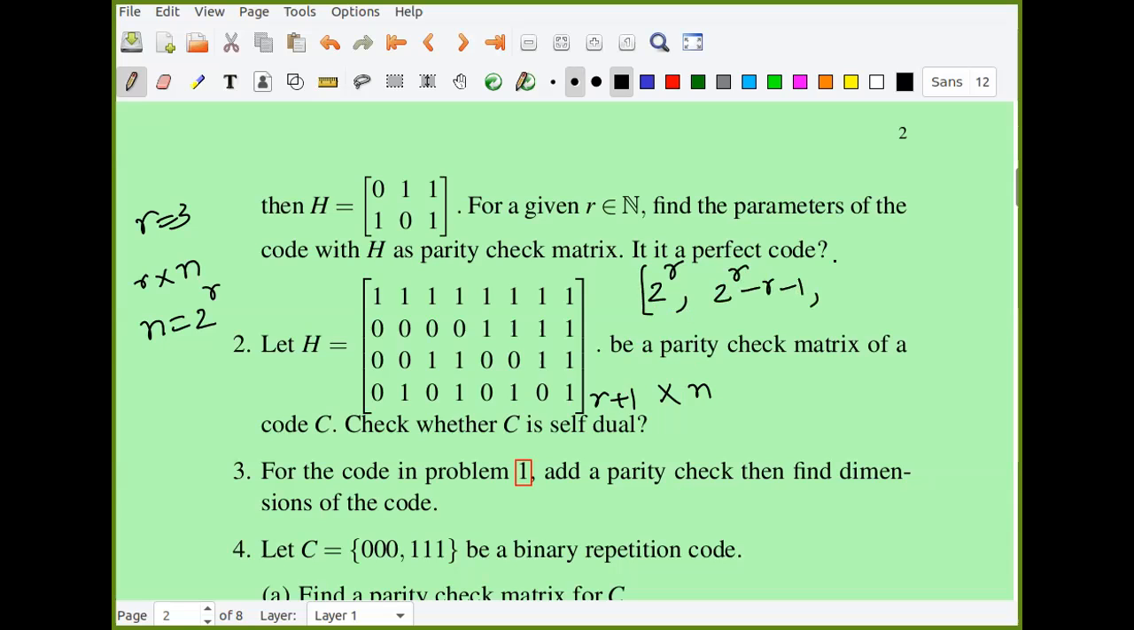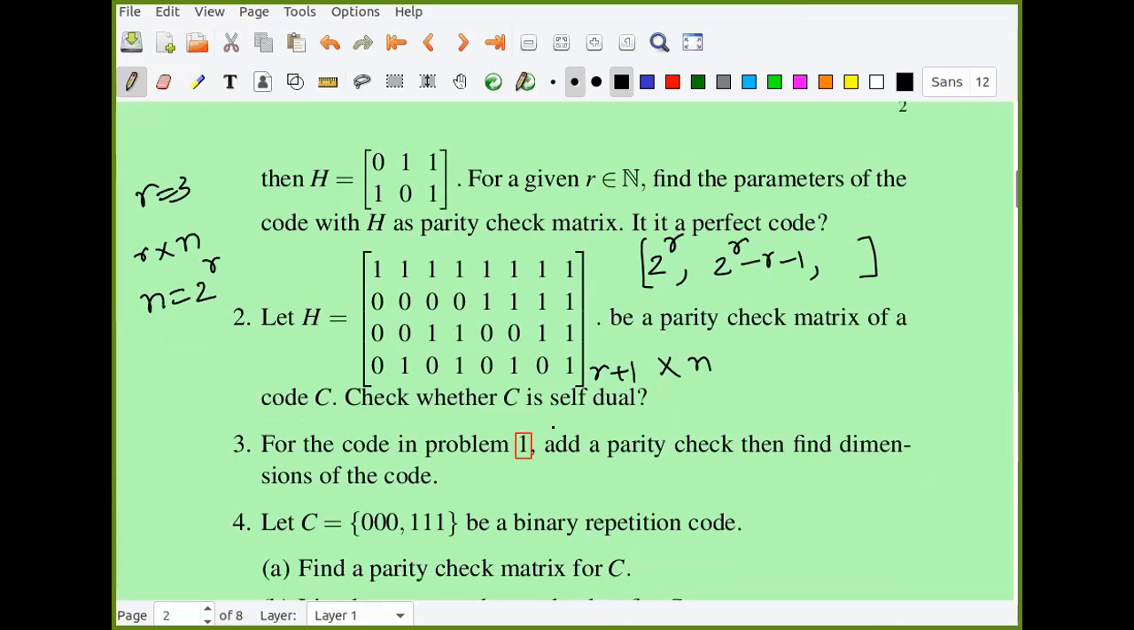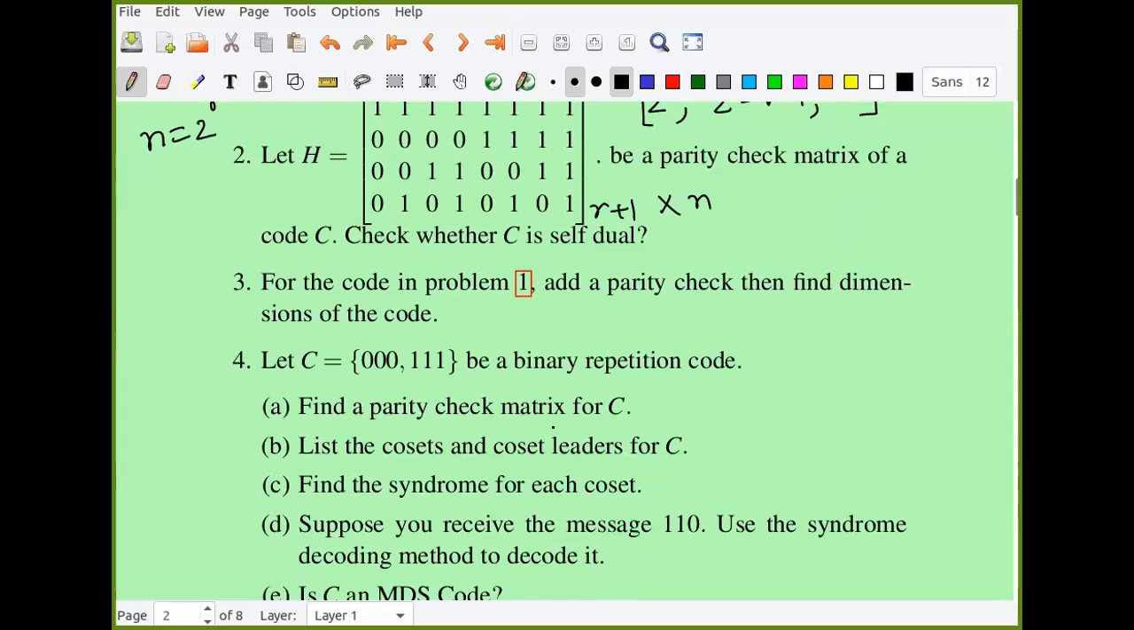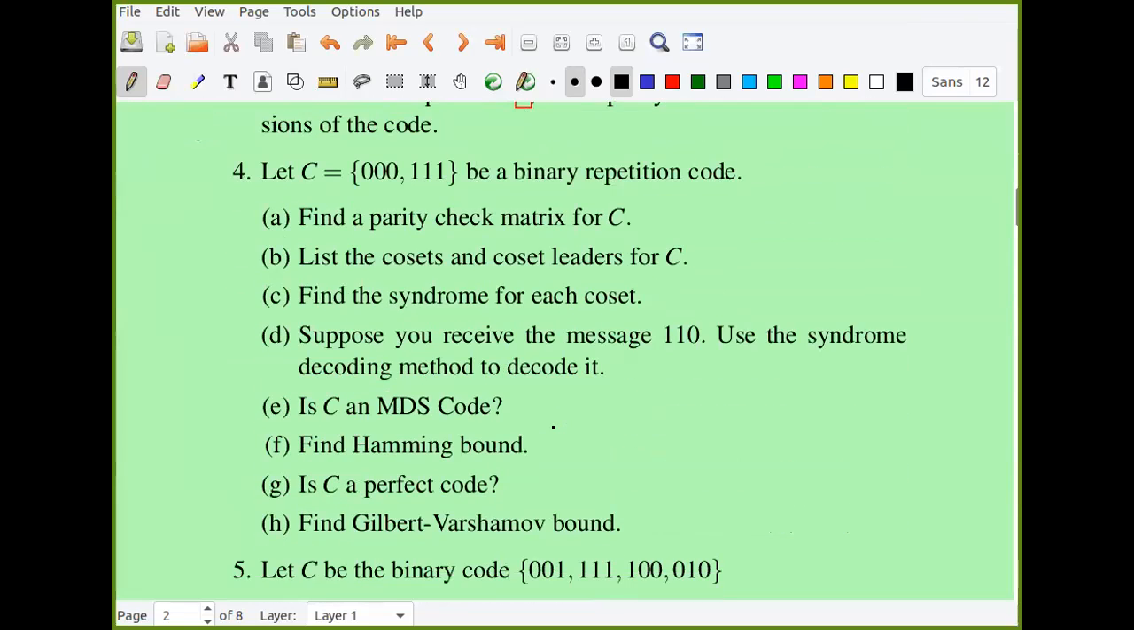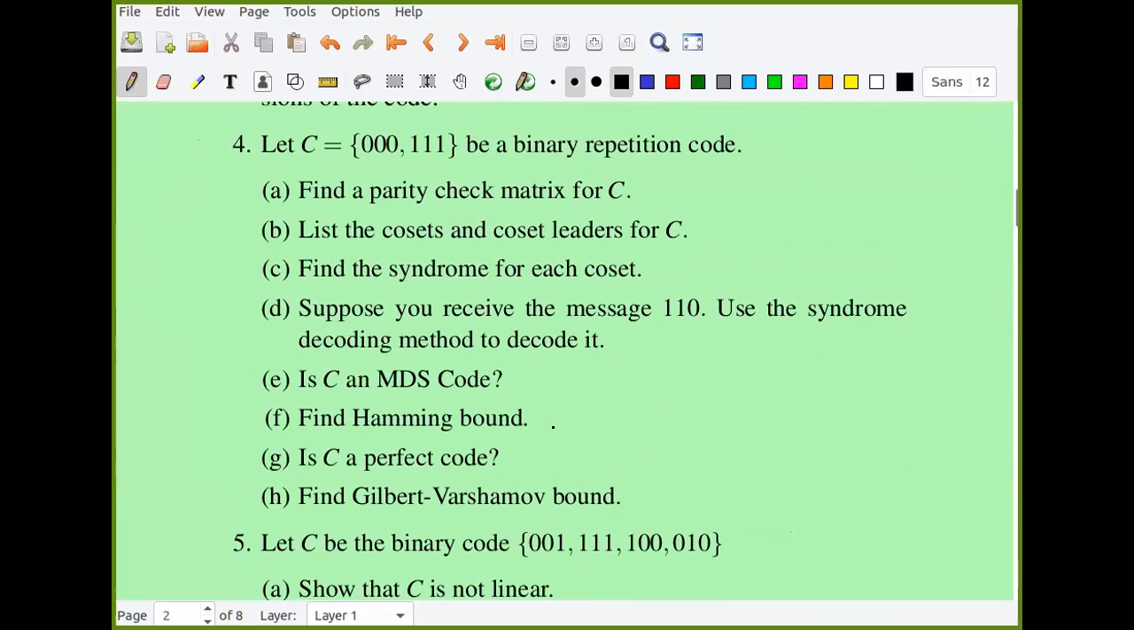And what is the distance now? Try to figure that out. Again, you will see whether it is self-dual or not. That also you need to figure out. These are some of the questions here. Now I hope from here onwards you will follow.